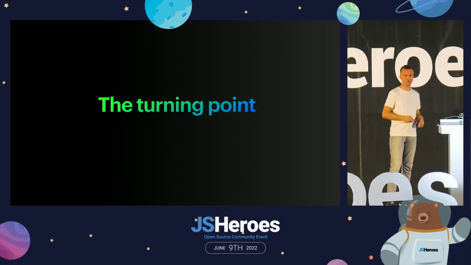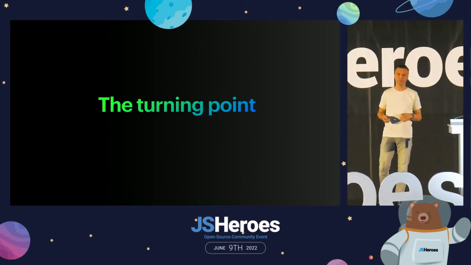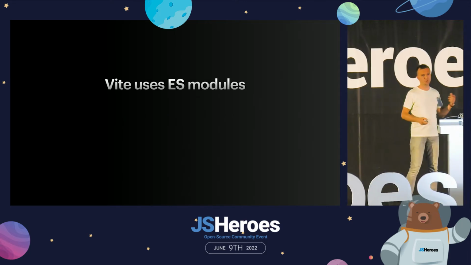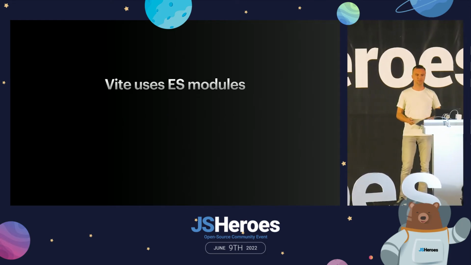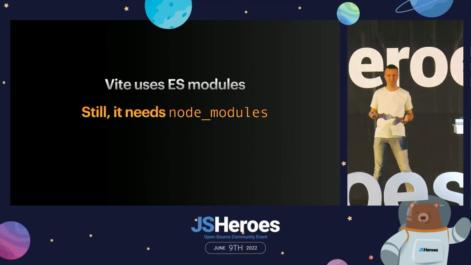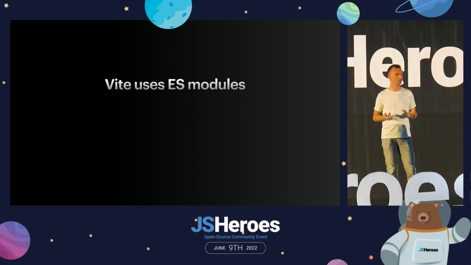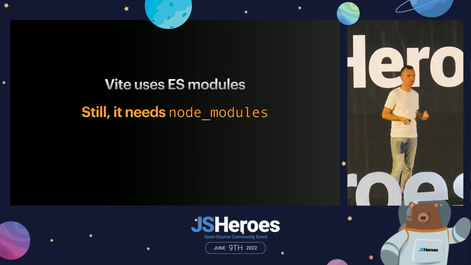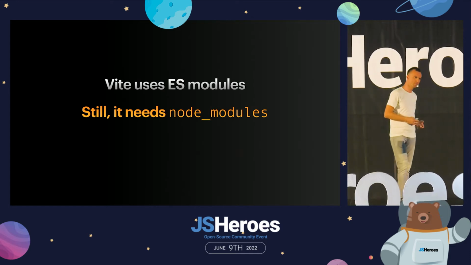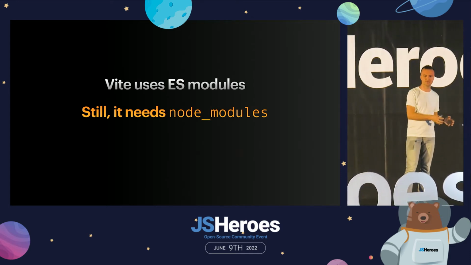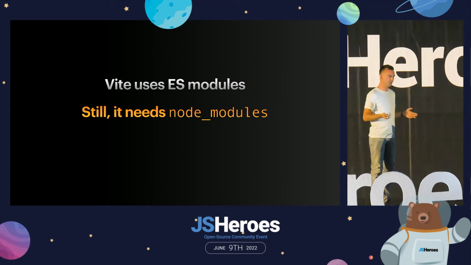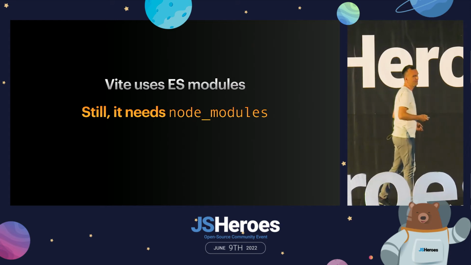And right now, these days, it seems that we are at an interesting point. Vite uses ES modules, as I said before, but it actually still needs node modules. And why is that? Because in order to get your dependencies, when you import something, it looks into node modules. It takes them from node modules, packs them in the ES format, and serves them to the browser. So it's great, but we still need to install with NPM.